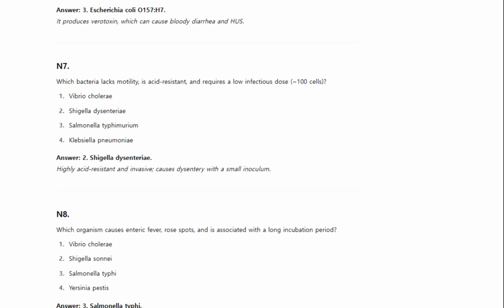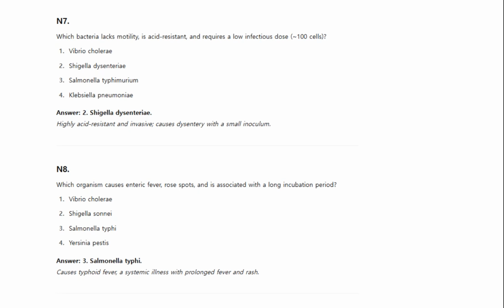N7. Which bacteria lacks motility, is acid-resistant, and requires a low infectious dose, about 100 cells? 1. Vibrio cholerae. 2. Shigella dysenteriae. 3. Salmonella typhimurium. 4. Klebsiella pneumoniae. Answer: 2. Shigella dysenteriae. Highly acid-resistant and invasive, causes dysentery with a small inoculum.